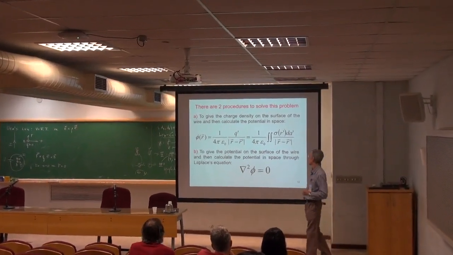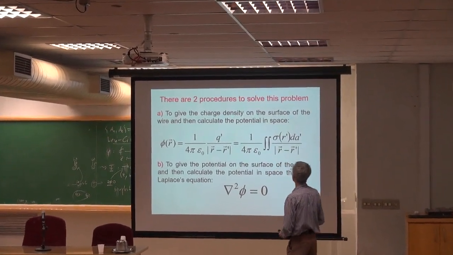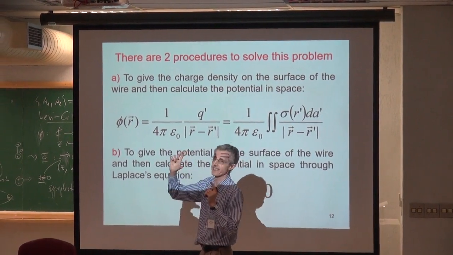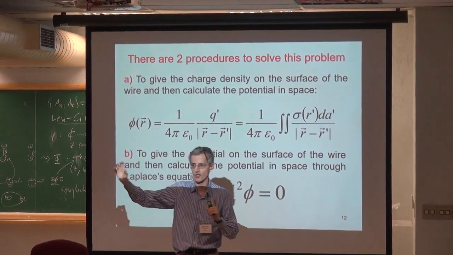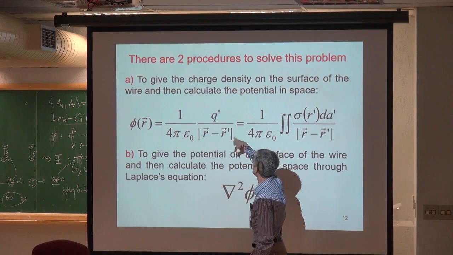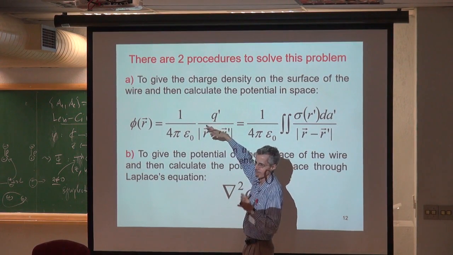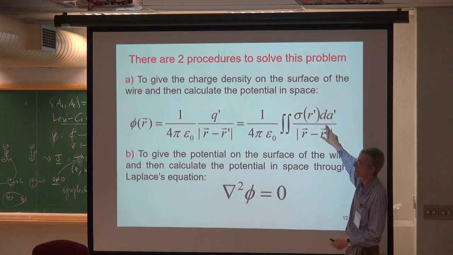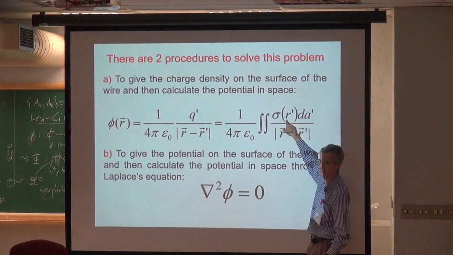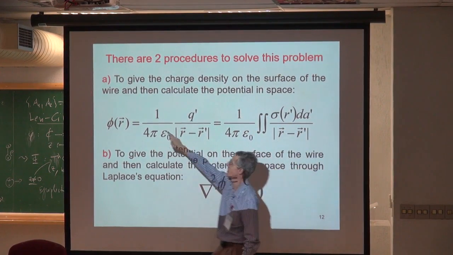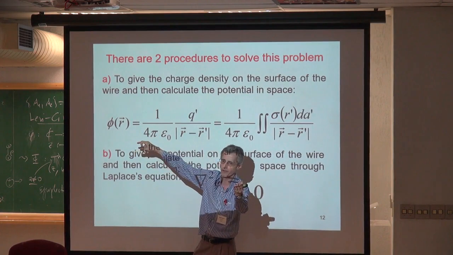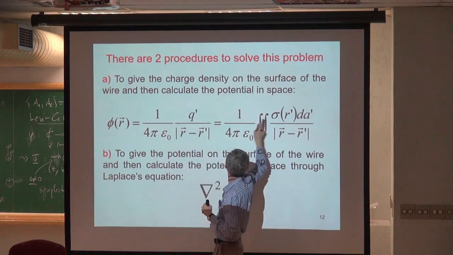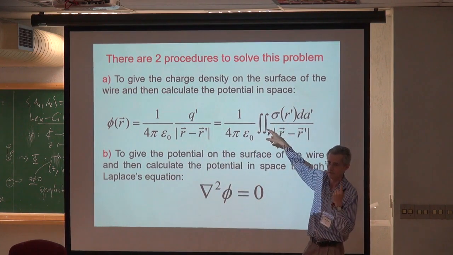How do we solve the problem? There are two ways to solve the problem. One, if I can guess the distribution of these surface charges, then this is the Coulomb potential, okay? And I can integrate that over the surface of the wire. So if I know the surface charge density, I can integrate that to obtain the potential and then the electric field by minus the gradient of the potential. But usually we don't know the distribution of surface charges.